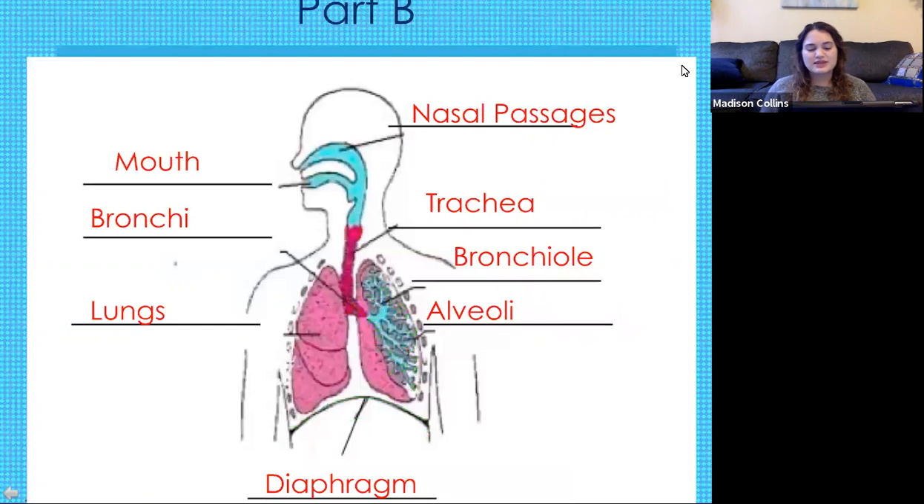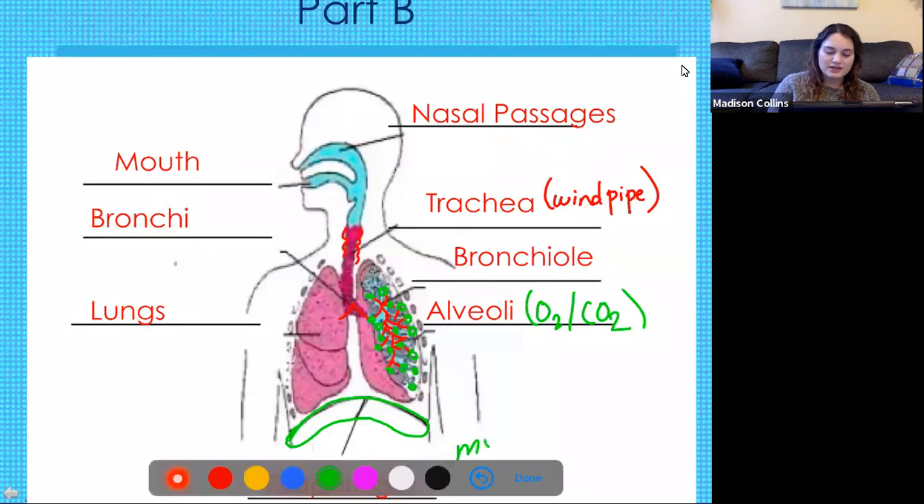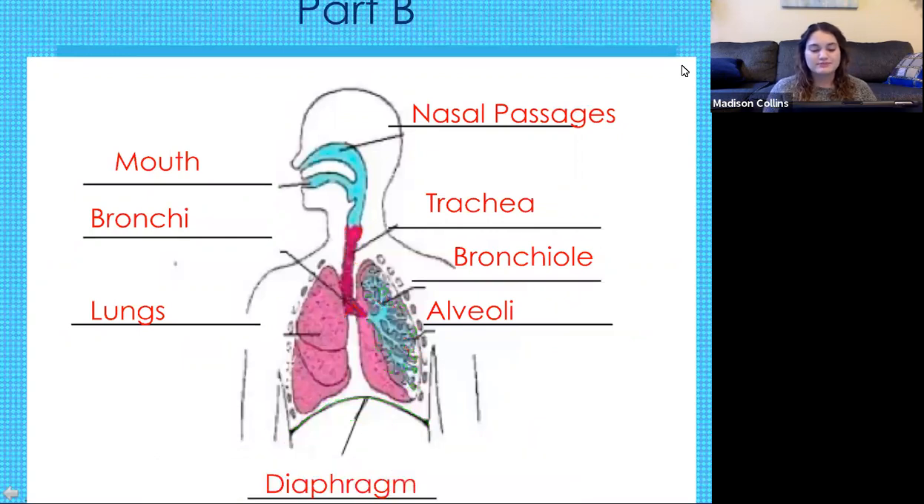And I'll show you guys what that looks like in the upcoming days, but that diaphragm is a muscular, I hate when this happens, it's blocking off my diagram. It's a muscular structure that actually allows air to fill up inside your lungs. Okay.